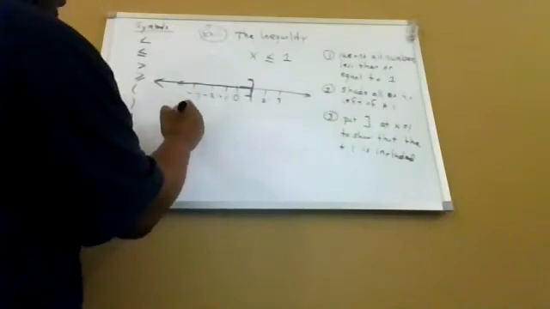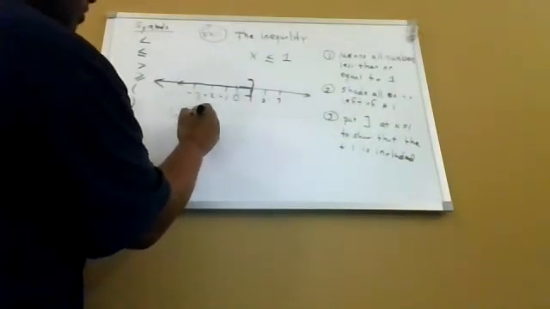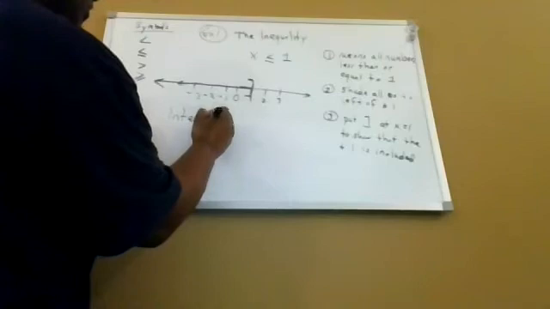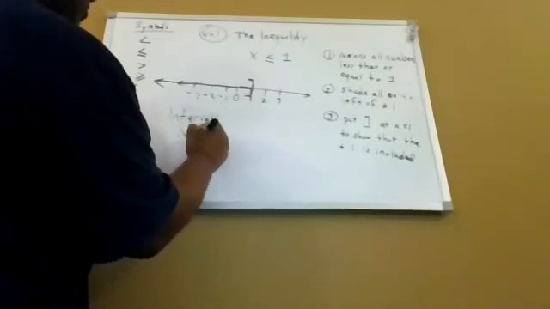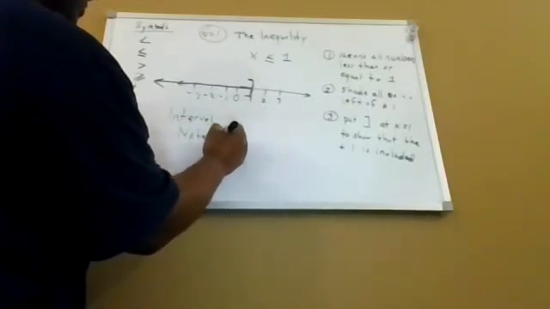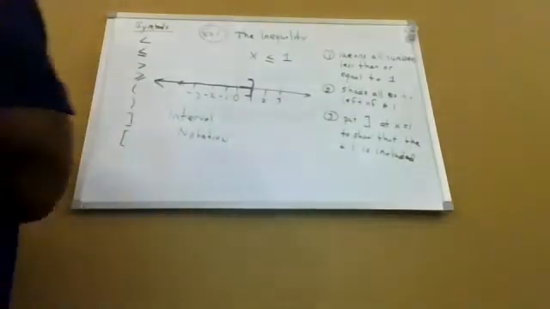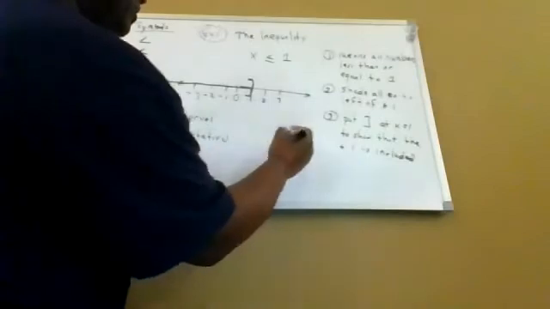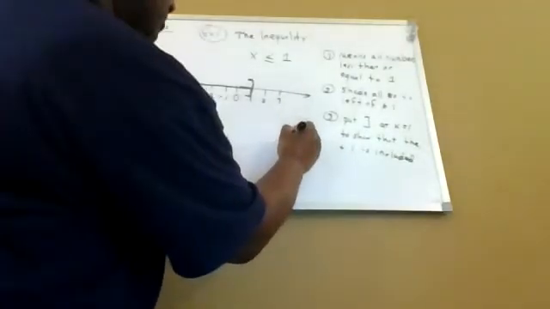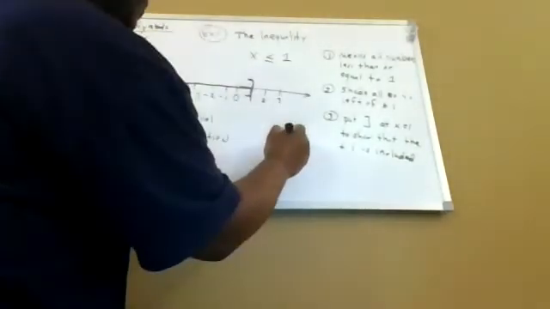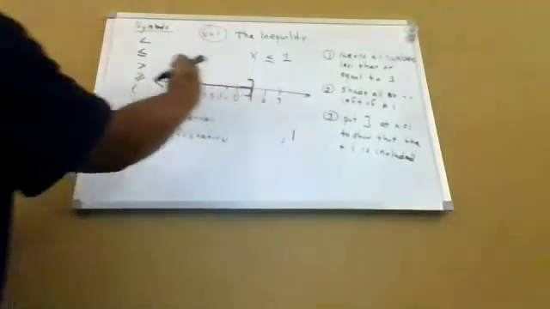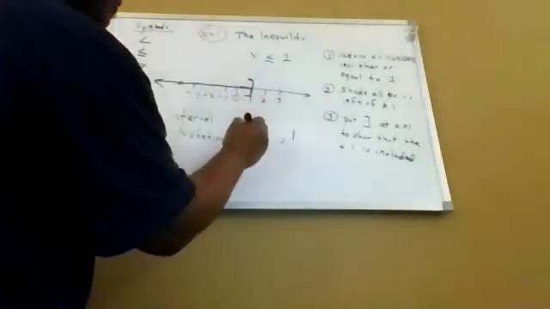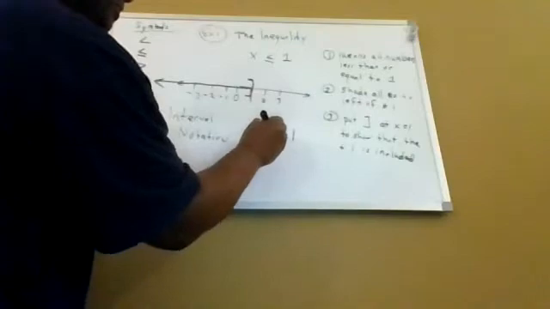Now, in terms of writing this into what's called interval notation, what we're going to do is write it this way. We know we're going to start at the number 1. It's going to be comma. We're going all the way to -infinity.